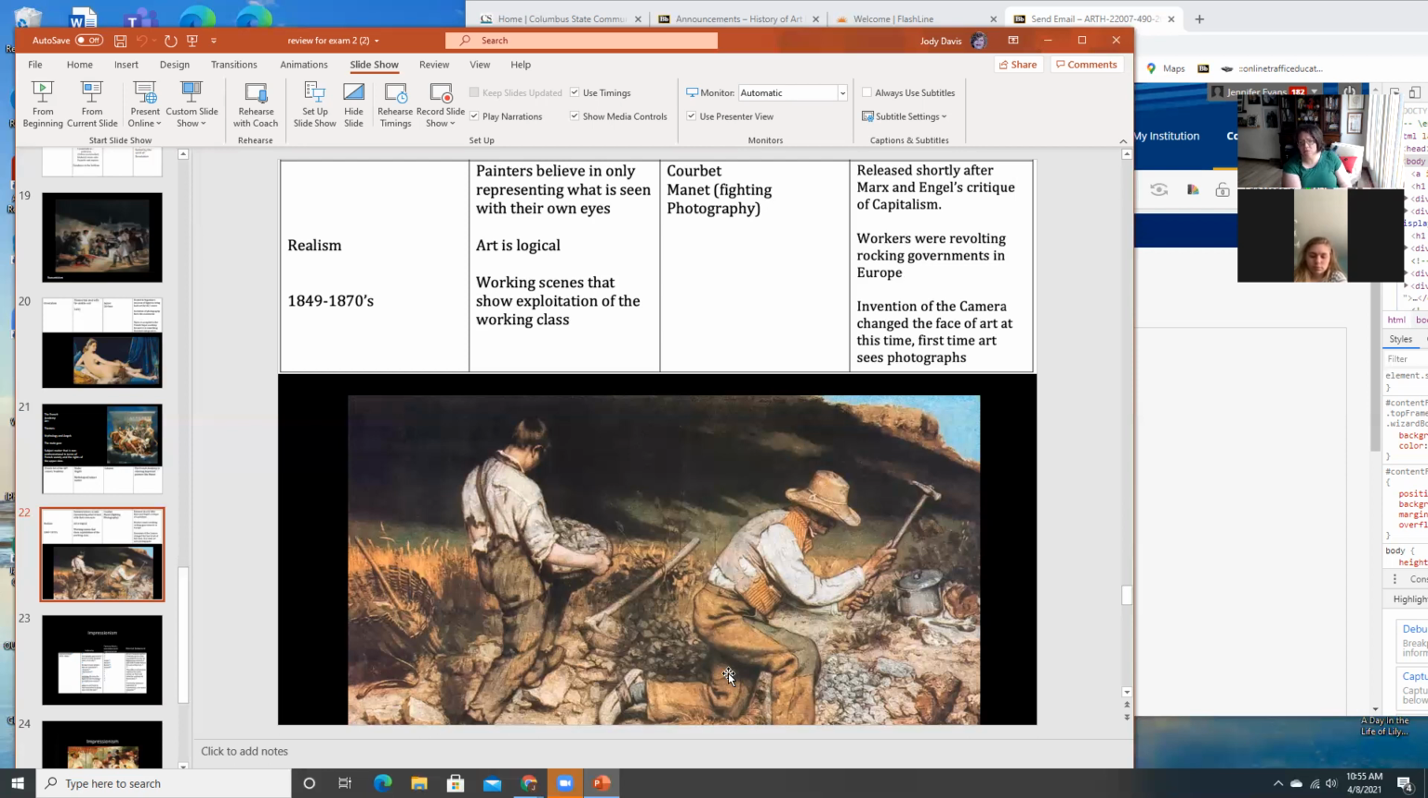Invention of the camera comes along and it changes art altogether. We see that in Manet's work. We talked a lot about Manet's work appearing flat and relying on the outline. And we're seeing lots of workers revolting in Europe. They're revolting against the big gap between the upper class and the lower class.